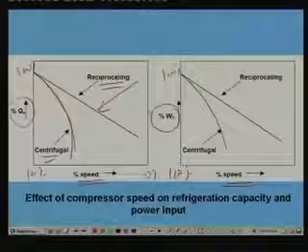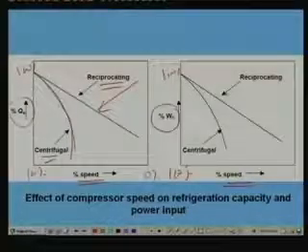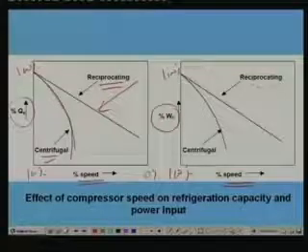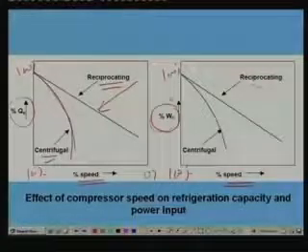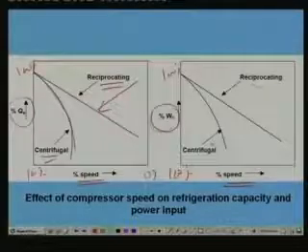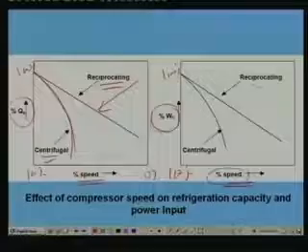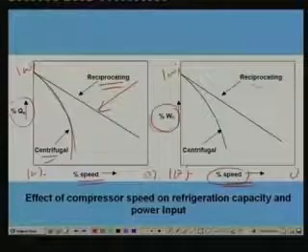And the characteristics of the centrifugal compressor and reciprocating compressor in terms of power input can be seen from this figure. Again you can see that the performance of centrifugal compressor is more sensitive to reduction in speed. This should be percentage reduction in speed, right.